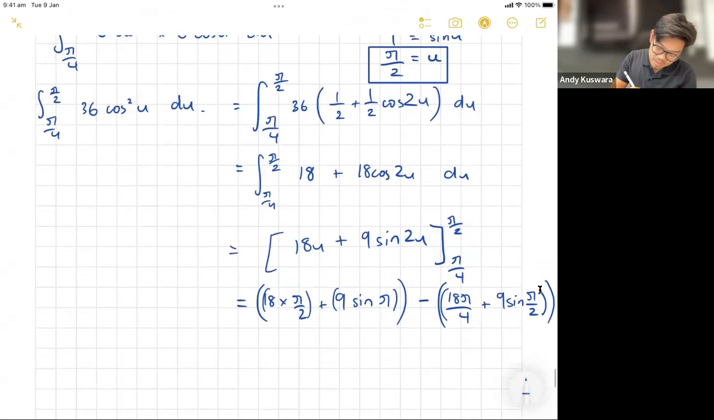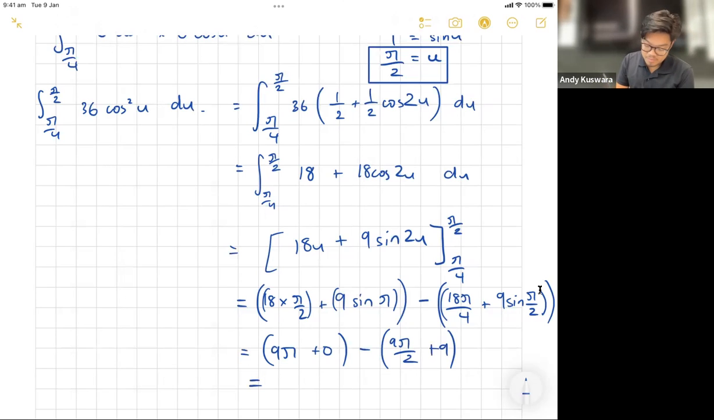Okay, so taking a look at these, let's evaluate some of these. 18 times pi on 2 becomes 9 pi. 9 times sine pi, I'm pretty sure is 0. Yep. Take away 18 pi on 4. I'm just going to simplify that as much as I can. 9 pi on 2. And sine pi on 2 is 1. So it'll be plus 9. Whew. Okay, and so we're almost there. Let's see what we're left with.